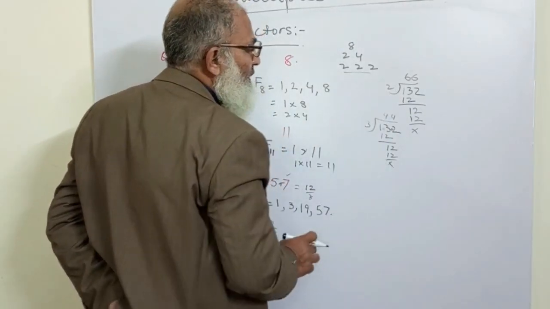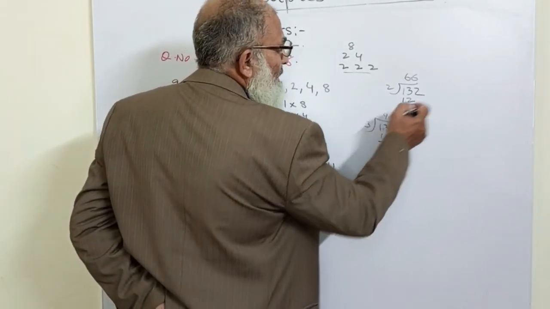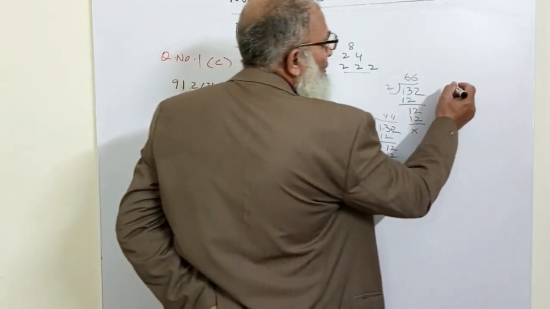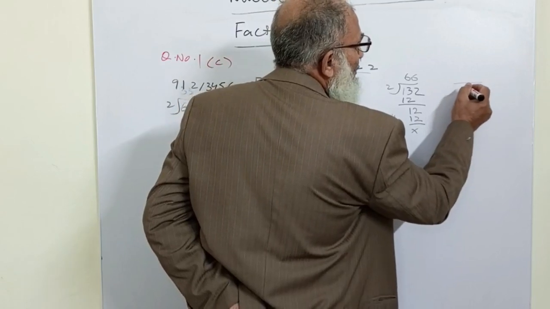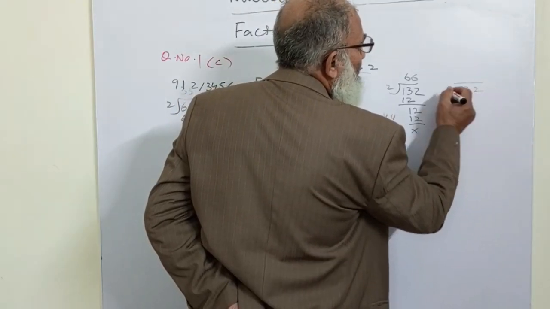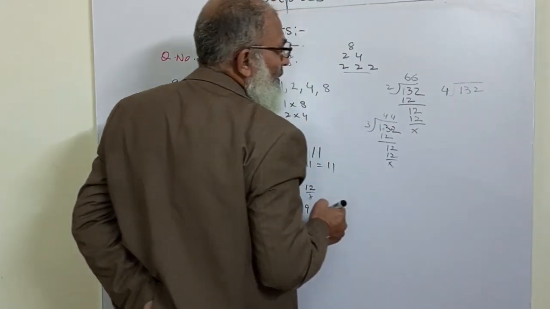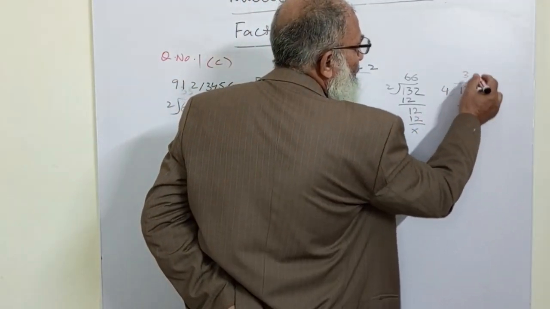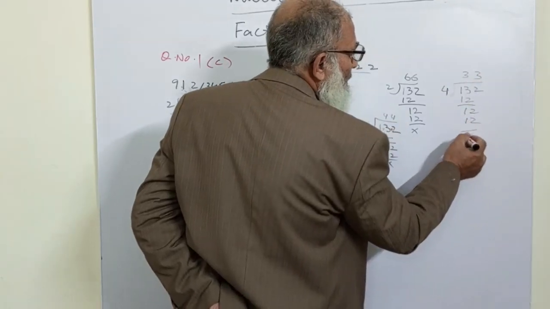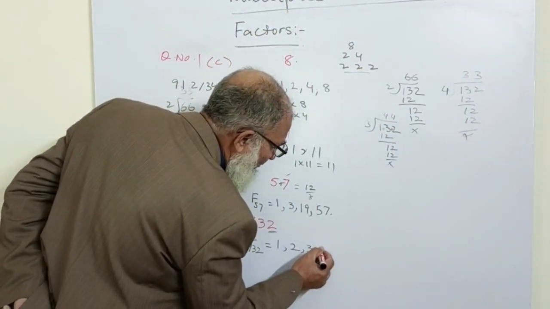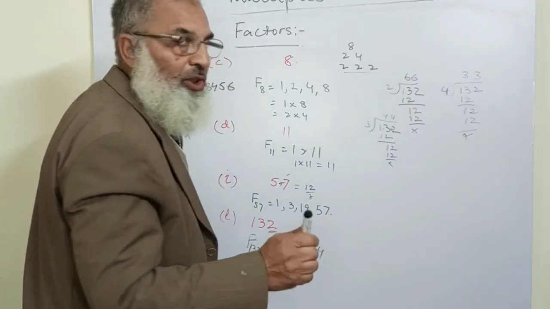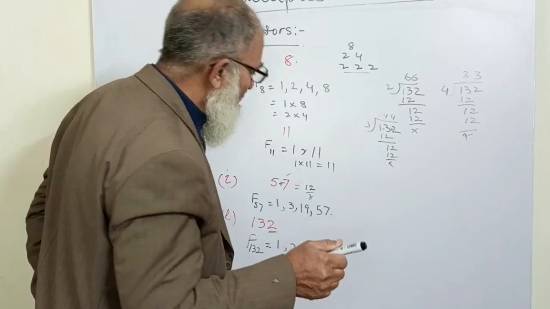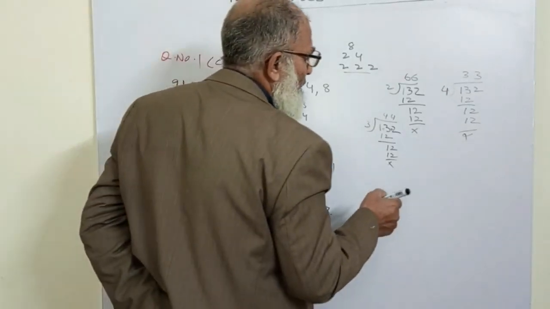Since it is divisible by 2, let me check whether or not it is divisible by 4. 4 3s are 12. So we got another factor, and that is 4. It is not divisible by 5. It is divisible by 6 also.